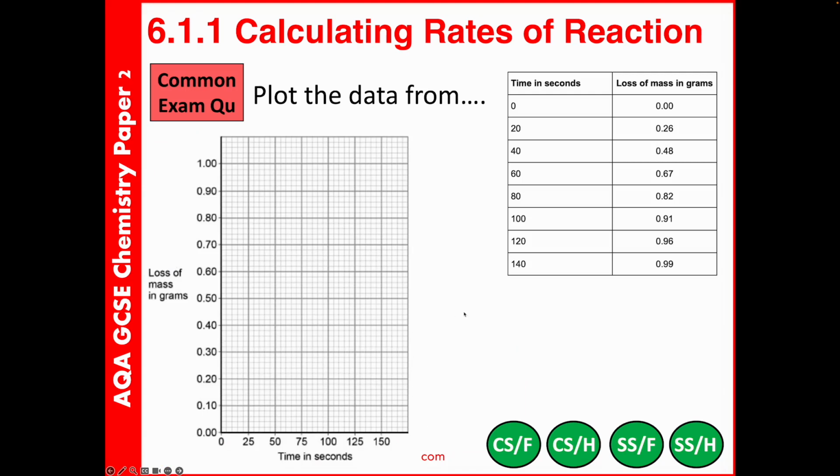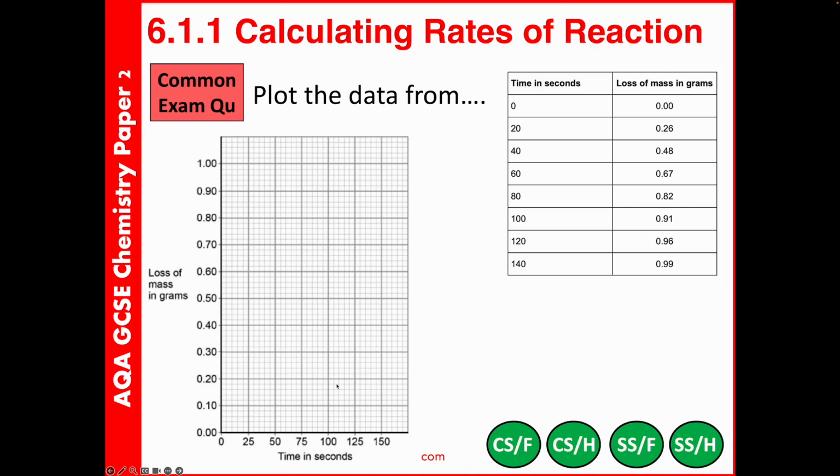So be aware that a really common exam question is that you might be asked either to plot a graph or interpret a graph and do a calculation. But I would expect 4 marks in your exam to be something along the lines of either drawing a graph or calculating a rate from a graph. Be aware that you need an axis that's regular interval apart. It might not start at 0, but you've got your time in seconds here and loss of mass in grams up the side. Just whichever graph you're drawing, make sure you label your axes.